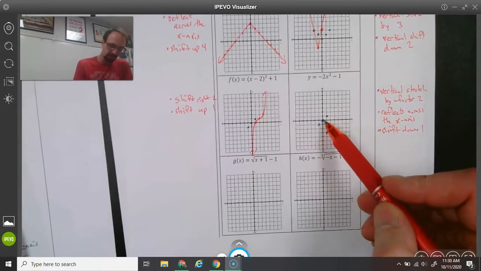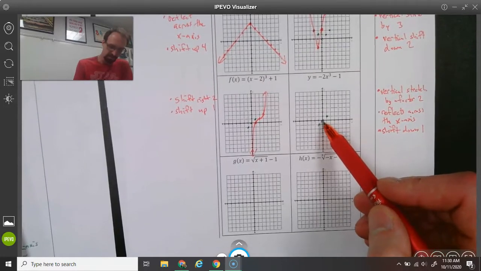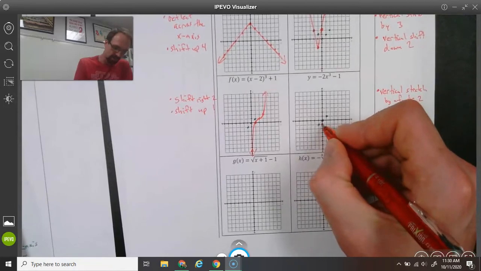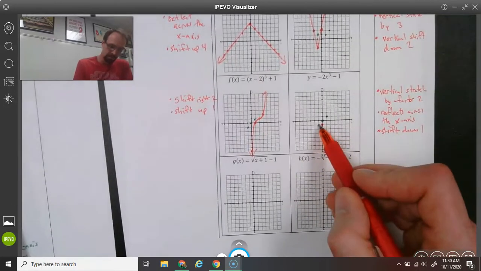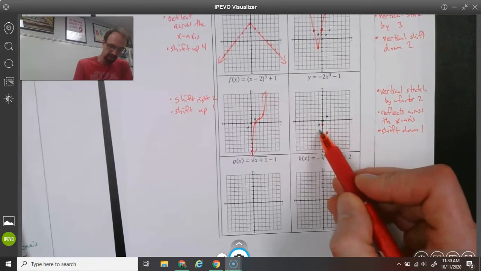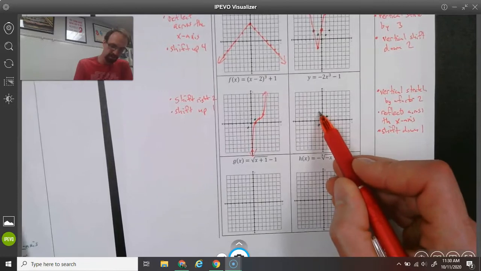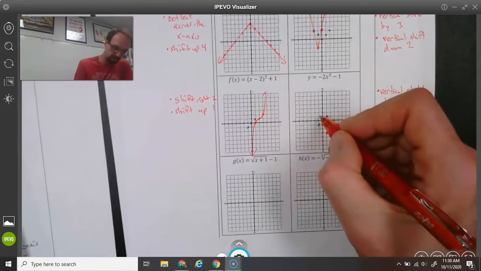Same thing. Vertical stretch by a factor of 2. 0 doesn't get stretched at all. Reflection across the x-axis stays here, and then shifting down 1 puts it here. Now here I have a vertical stretch by a factor of 2. This one's a negative, so it's going to go farther down, so negative 1, negative 2. Reflection across the x-axis brings it up here, and then shifting down 1 brings it here.